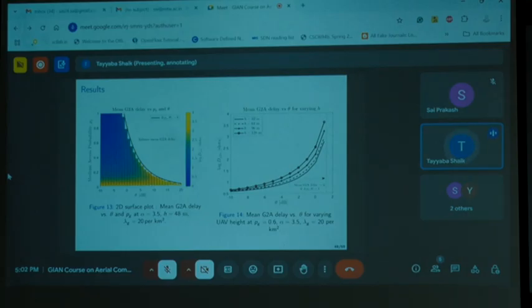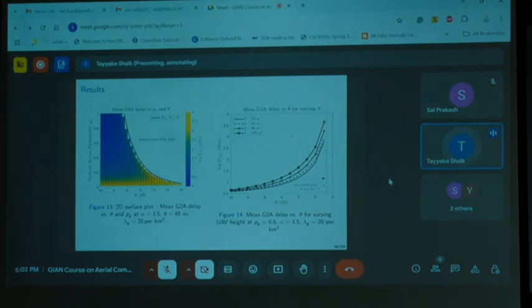And again, this plot is mean delay versus theta for varying h. With increase in h, we see a decrease in mean delay. Sorry, with increase in h, we see an increase in the mean delay. That's because your average signal power drops.